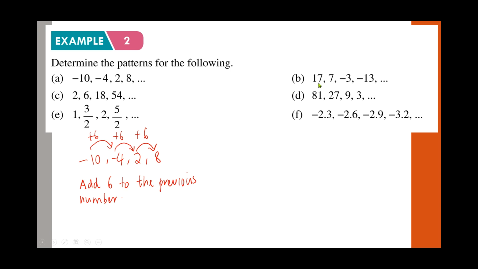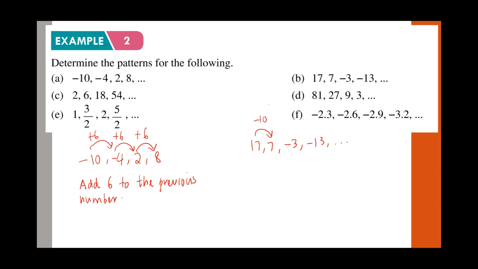Okay, B here we have 17, 7, -3, -13. So you figure out how do we get the next number here. You figure out first. Oh, very fast. You got it. So we will have to check whether it's correct or not. Your friend said -10.